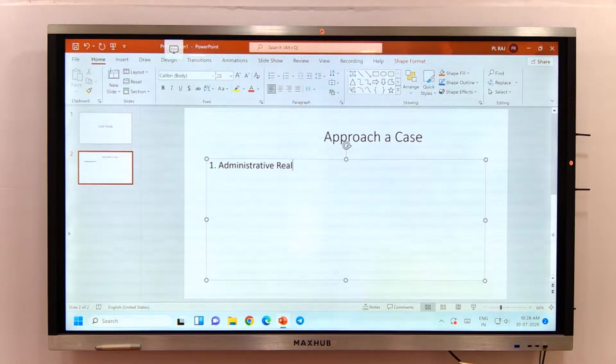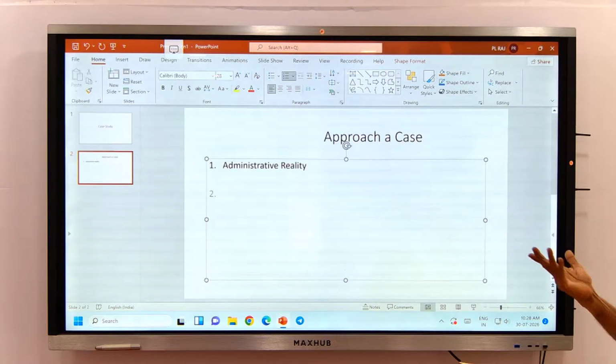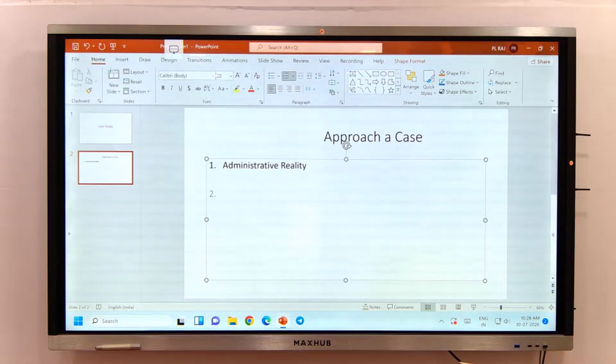Administrative reality. See, naturally, people who are already working in the government services, as in Group 2, Group 3, Group 4, have a natural innate advantage in that, because they deal with cases in practice. That means administrative reality, everything that has to deal with the reality of the case.